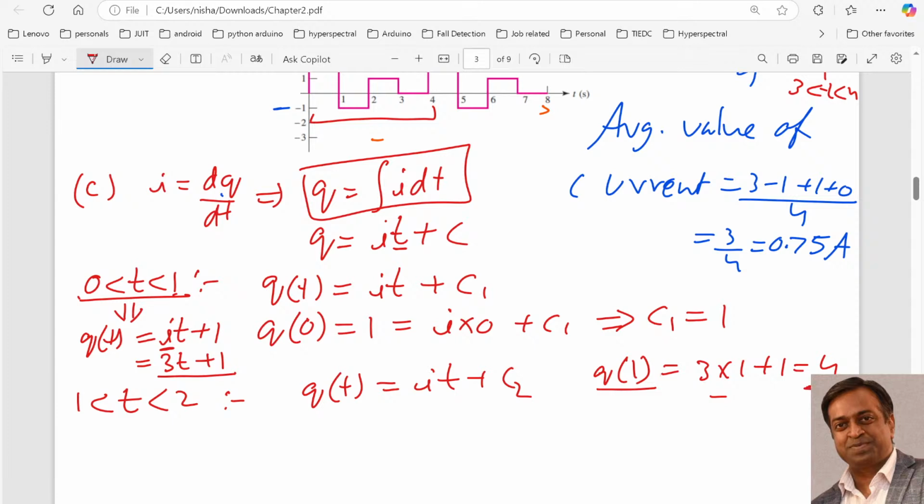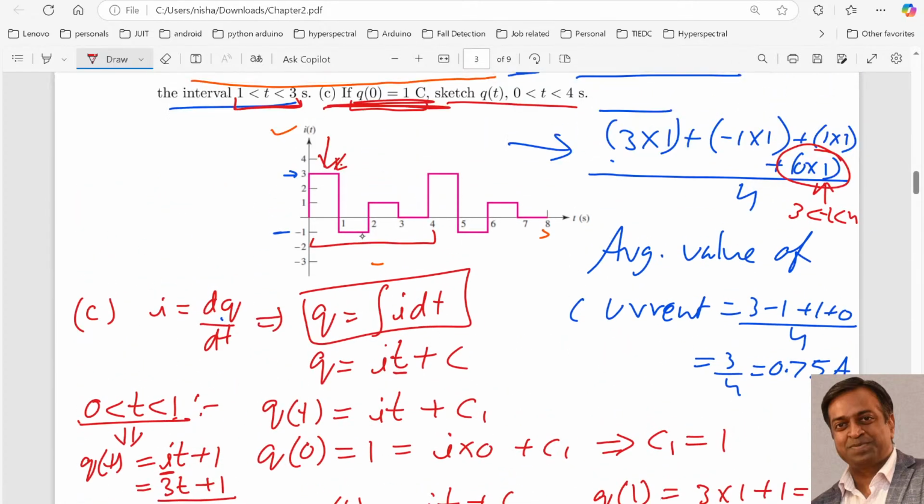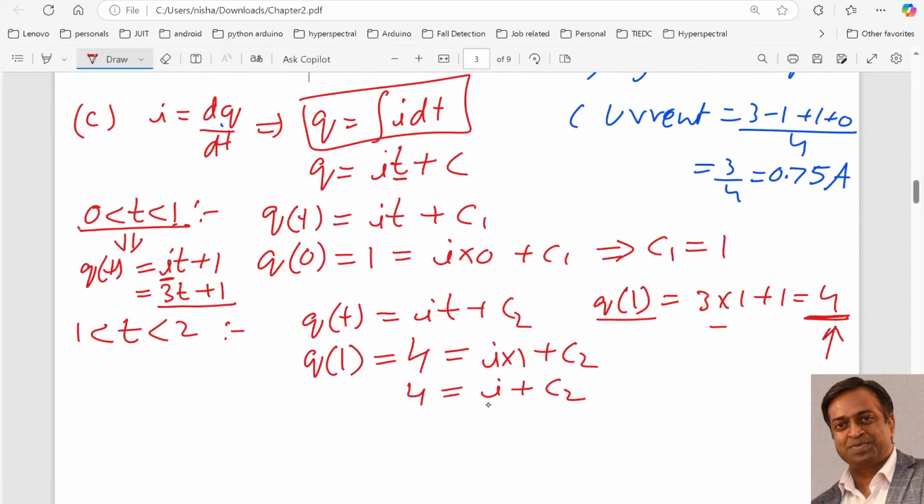Now substituting this value, if I put q1 over here, which is 4, which I get from here, and q(t) equals it plus c2, right? Now over here t will be replaced with 1, so 4 equals i plus c2. Now what is i? If I again look at the graph, in between 1 and 2, i is minus 1. So I will put i as minus 1. So it is 4 equals minus 1 plus c2. So I will get c2 equals 5.